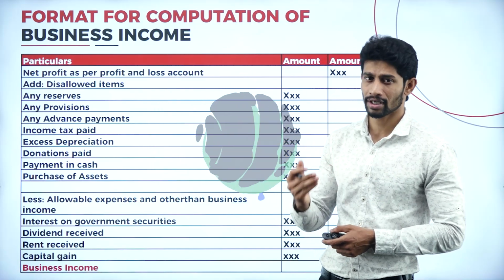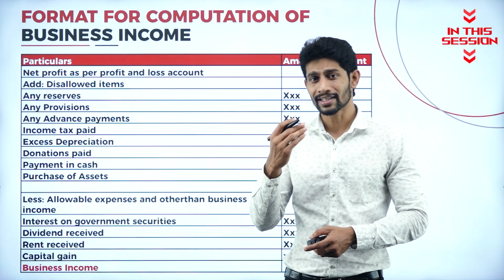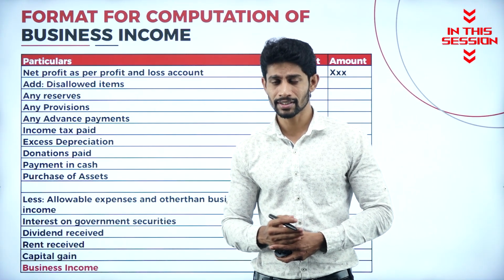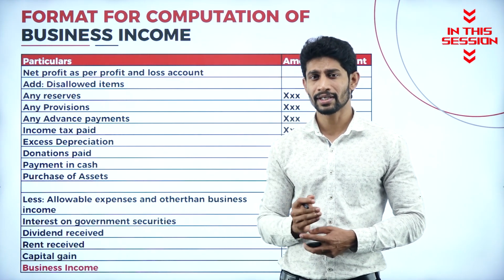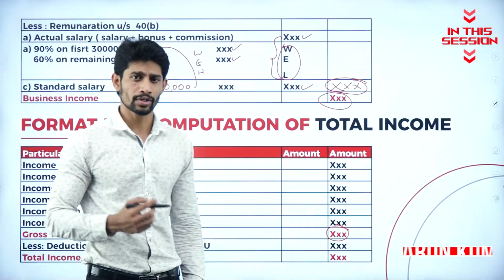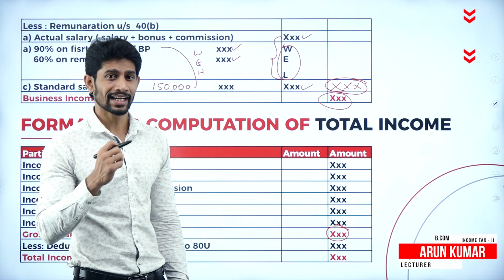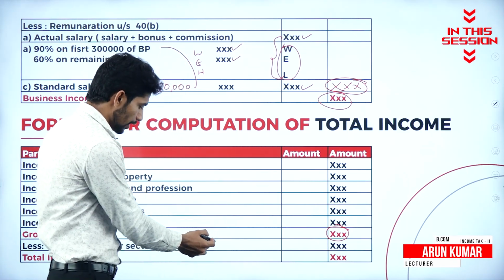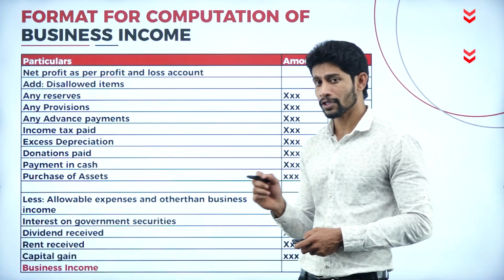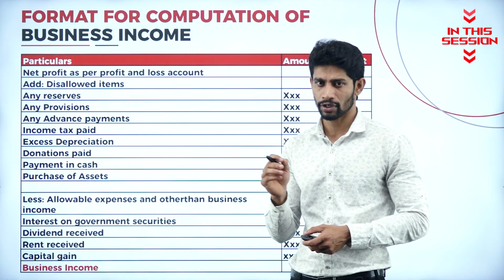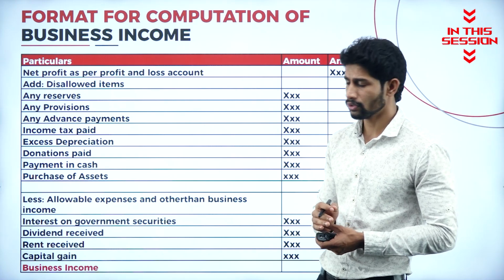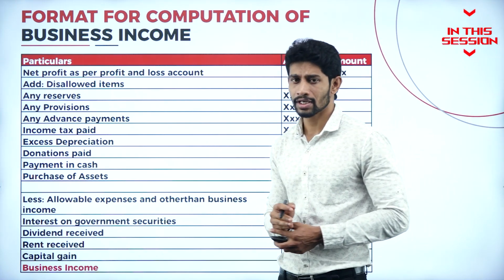Any items that are disallowed, which are not supposed to be considered as business expenditures, will be considered as business expenditures in the P&L account. Gross total income: what you are supposed to do? You are supposed to deduct the deductions under section 80C to 80U. Even if he claims it as an expenditure in the profit and loss account, then what are we supposed to do? We are supposed to add that back to the net profit.